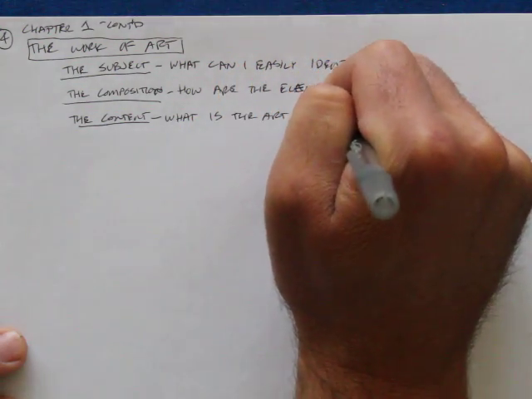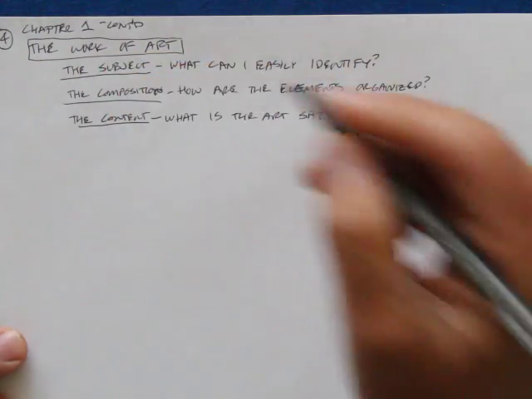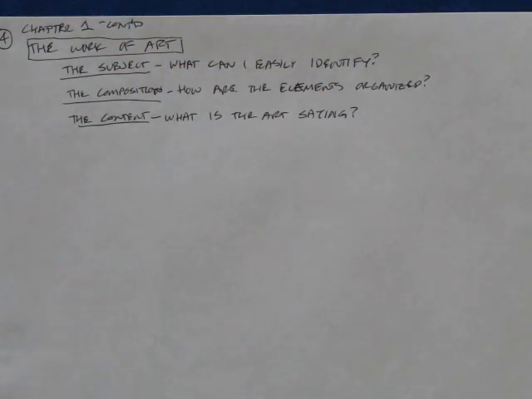So let's look at a piece of art and see if we can figure these 3 things out in this piece of art. So let's go ahead and look at this. So this is on page 65.